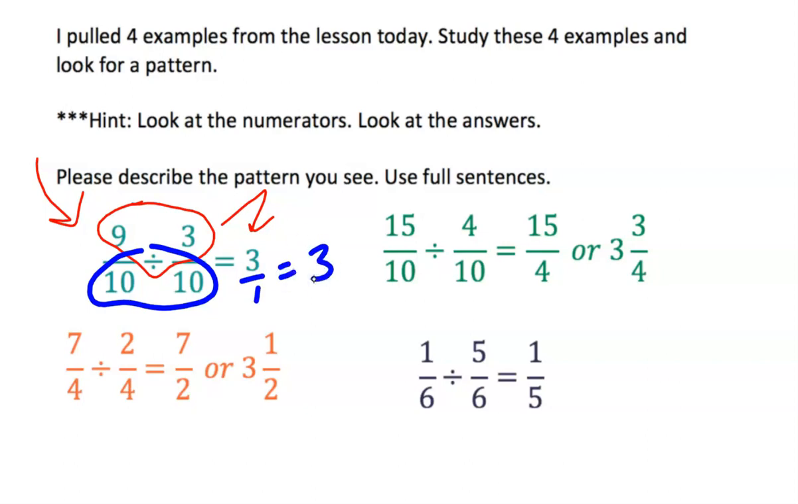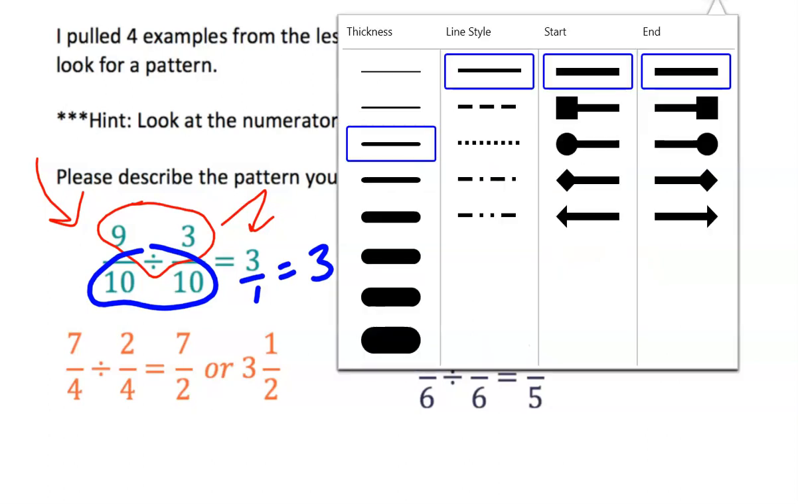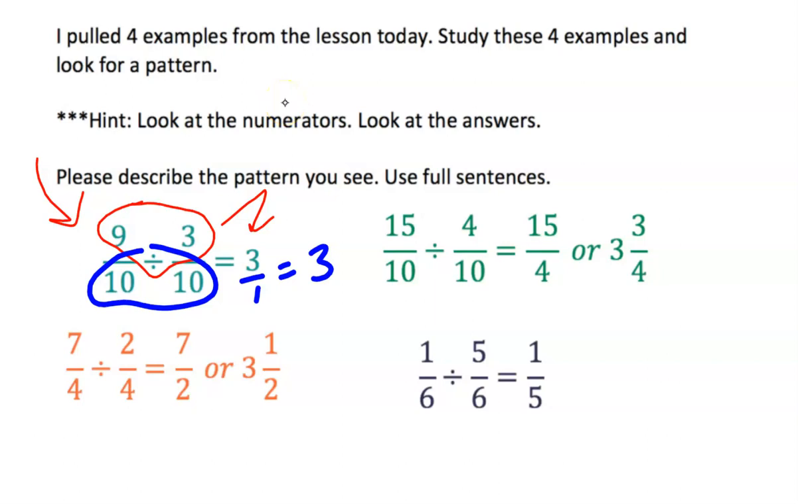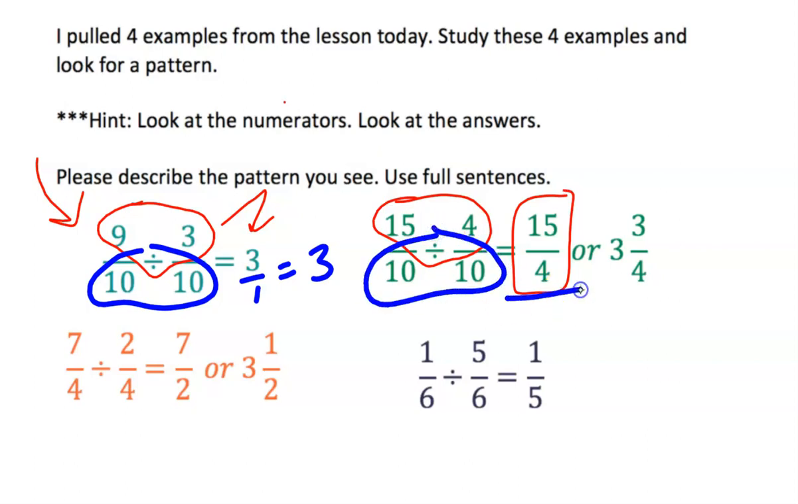All right, let's look at our next example. I'll go back to using red. And now I want you to look at the numerators again. 15 divided by 4, look, that's my answer. Now, what happened with this denominator, the 10 divided by 10? Well, 10 divided by 10 is equal to 1, and 15 fourths divided by 1 is just 15 fourths, or you could say 3 3/4.